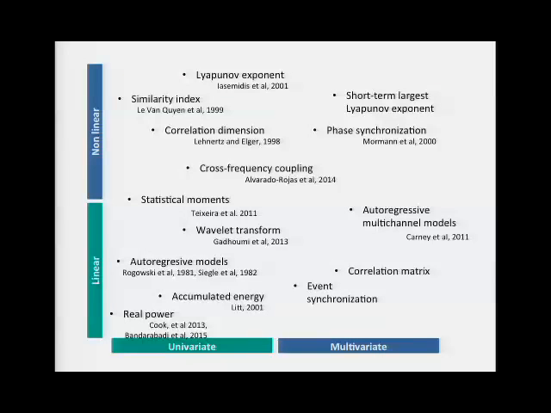Then you can also extract phase synchronization. Synchronization and correlation are widely used to extract the relationship between a couple of channels when we are talking about multivariate. At first, the methods were based more on relationships between two channels, so bivariate, but then some others have been developed to evaluate multiple channels at the same time.